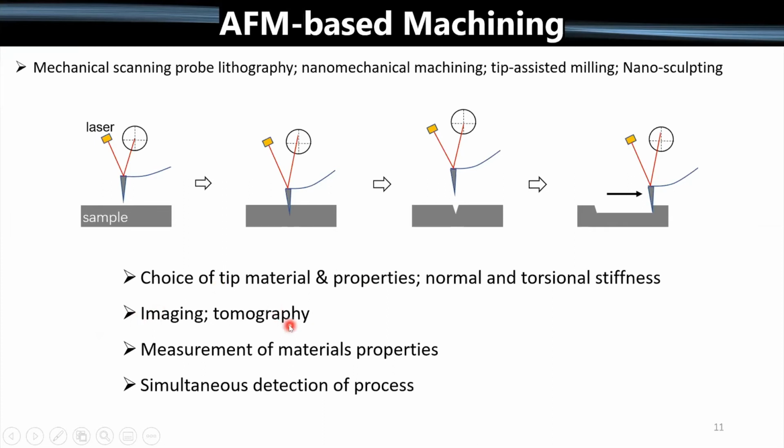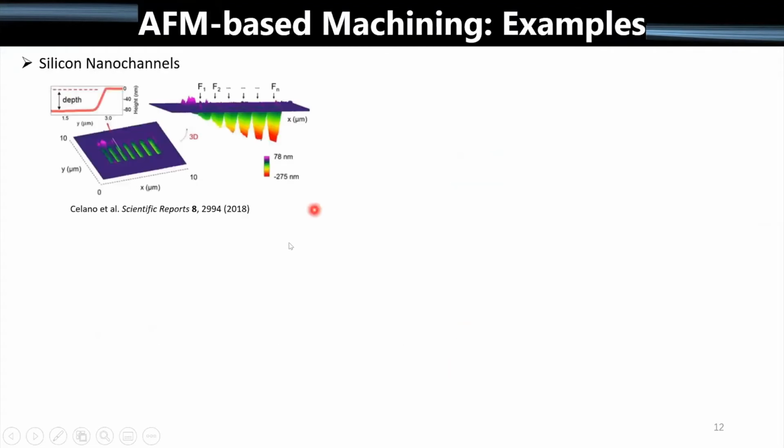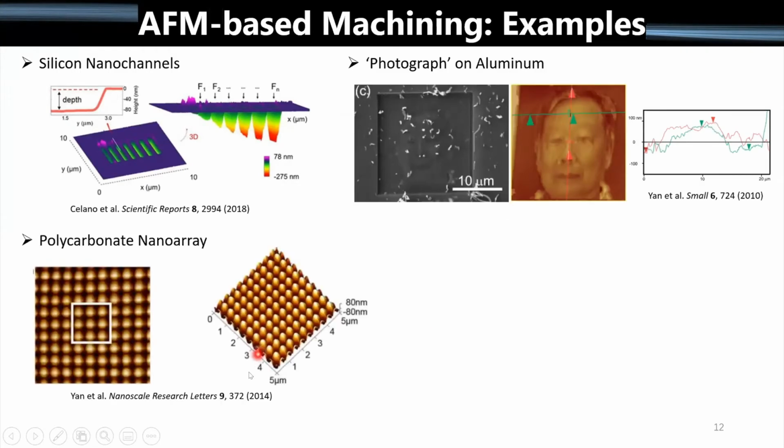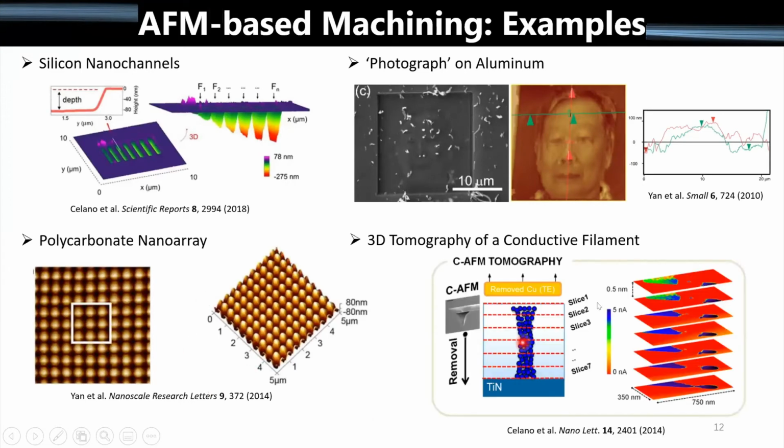What's interesting for me about this technique is that it can be used for imaging, but also tomography. You can measure properties as you're removing material. And you can also, as part of this technique, gain insight into materials properties, and you can simultaneously detect the process. So you can see that you're actually removing material, which I think is nice. And this has been applied to a variety of different materials. Here are silicon nanochannels. Here's a photograph that's been transferred into aluminum. Here's a polycarbonate nanoarray. And here's an example of 3D tomography, so of a conductive filament.